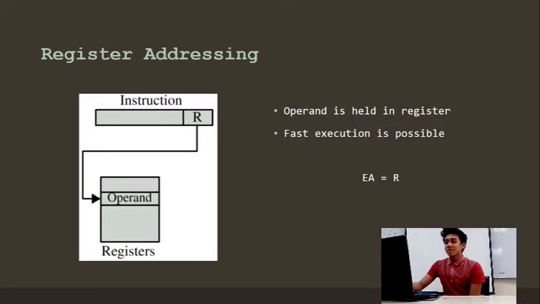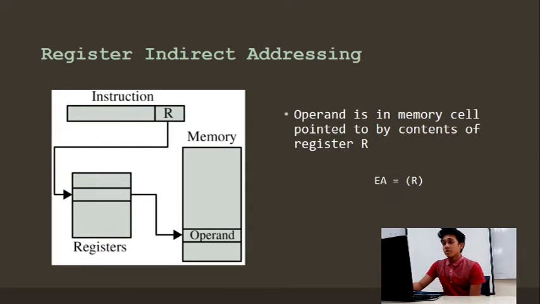In register addressing, operand is held in register. Fast execution is possible. EA equals R. R means register. Register indirect addressing. Operand is in memory cell pointed to by contents of register R. EA equals (R), R in parentheses.